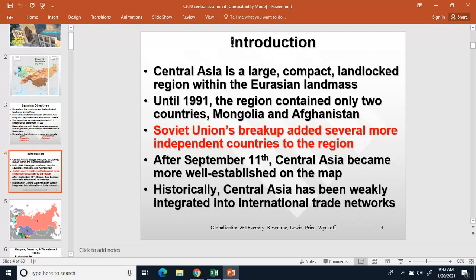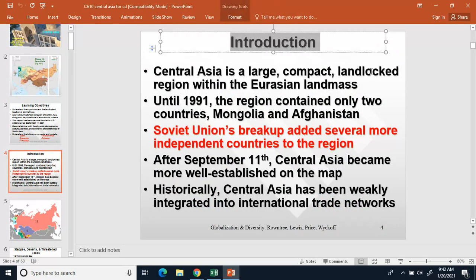Go ahead and make a bullet, and we're going to write down introduction. So we have to talk about where these Stan nations came from. Now, these Stan nations didn't exist until 1991. A lot of these nations were actually part of the Soviet Union.